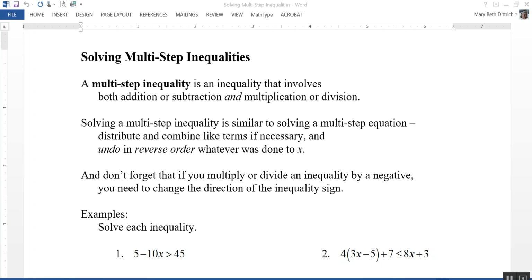We need to distribute and combine like terms if necessary, and then undo in reverse order whatever was done to x. And don't forget that if you multiply or divide an inequality by a negative, you need to change the direction of the inequality sign. Let's take a look at a few examples here.